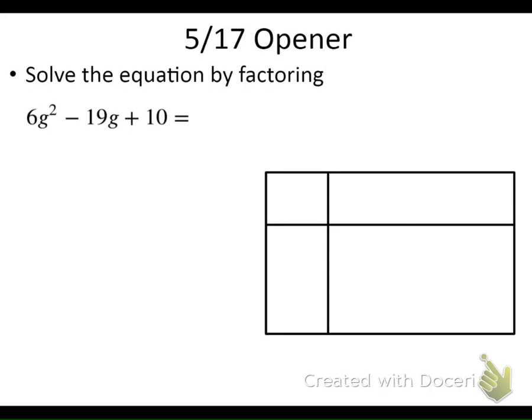You find your M by taking your first number, or your first coefficient, times your third coefficient, which is 6 times 10, which equals 60. Then you find your A, which is your second coefficient, which is negative 19. Because your M is a positive and your A is a negative, that means that both of your factors are going to be negative.